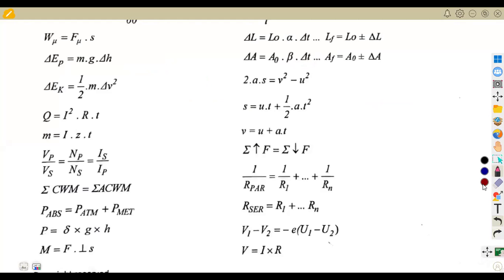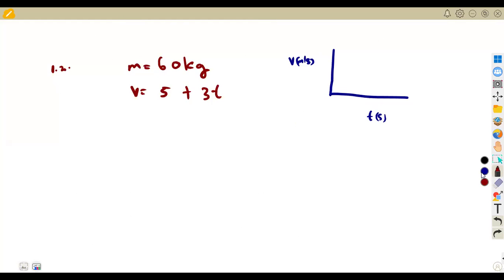If you check here, we've got this formula. Take a closer look at this formula. V is equal to, because you're told that this is the formula for V. So check this one. V is equal to what? U plus AT. Exactly, this is the format that we have here. V is equal to U plus AT.